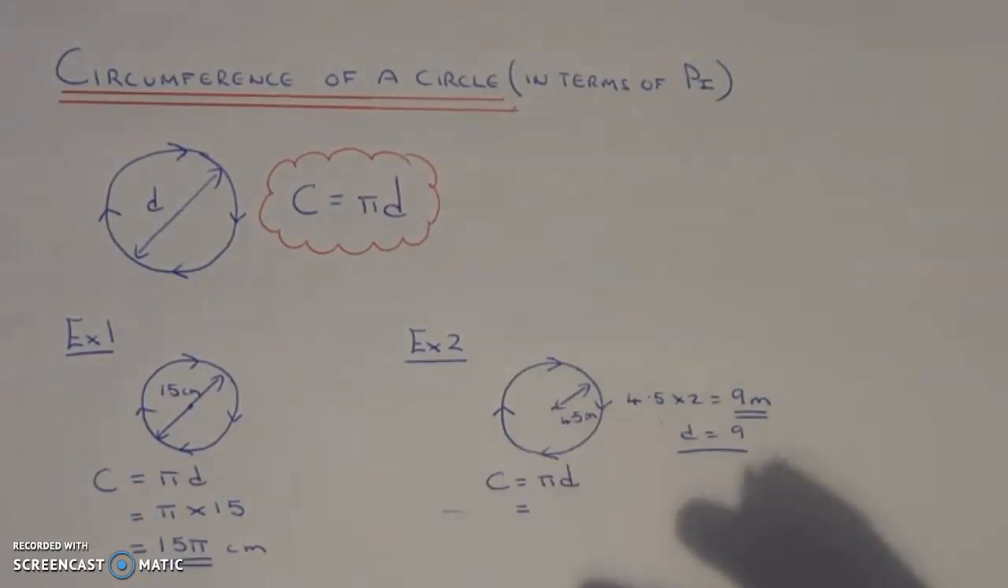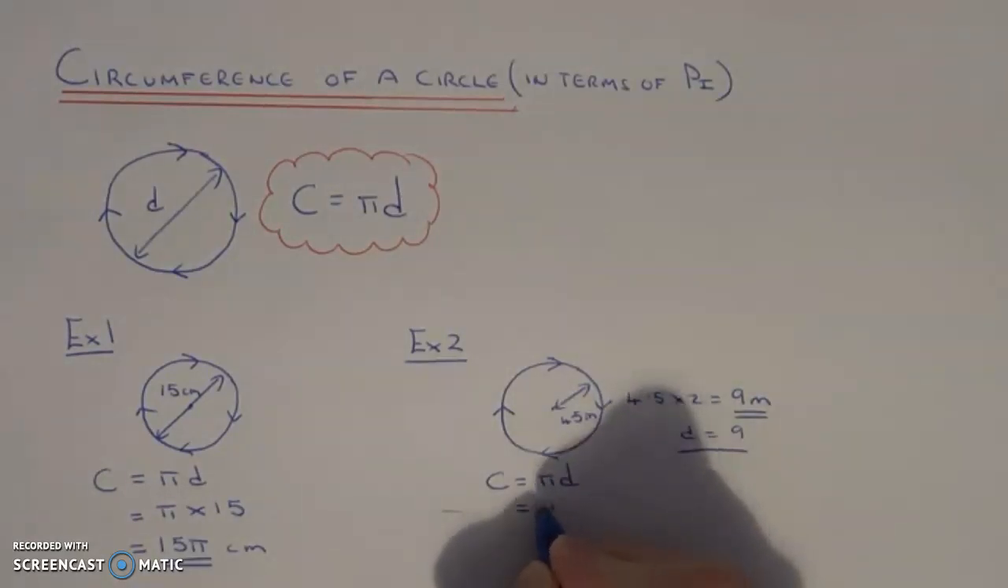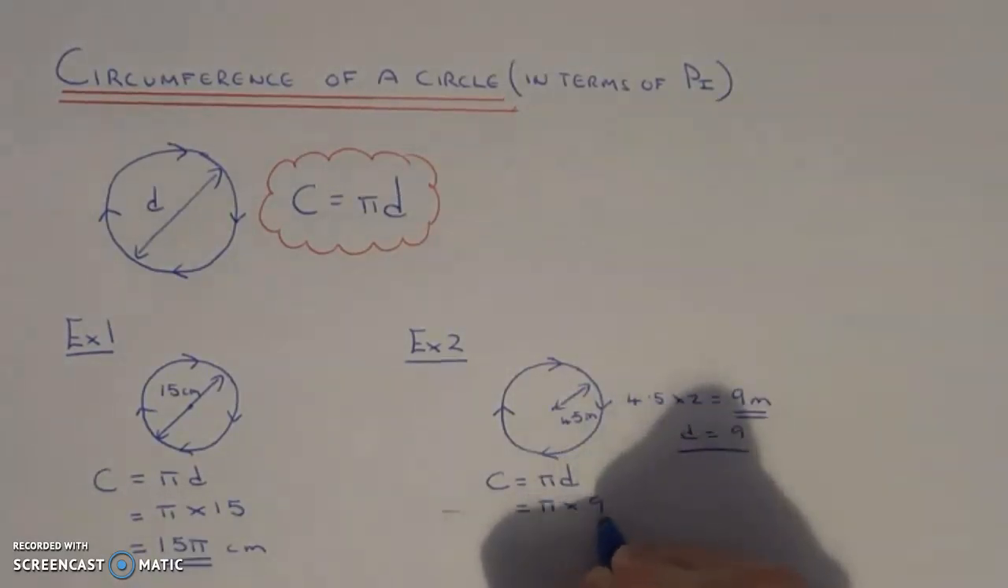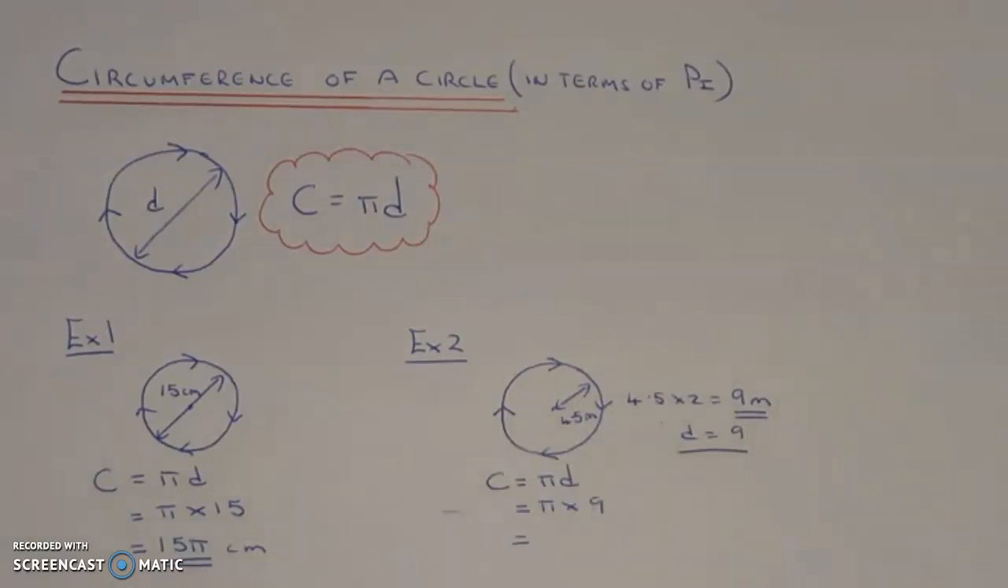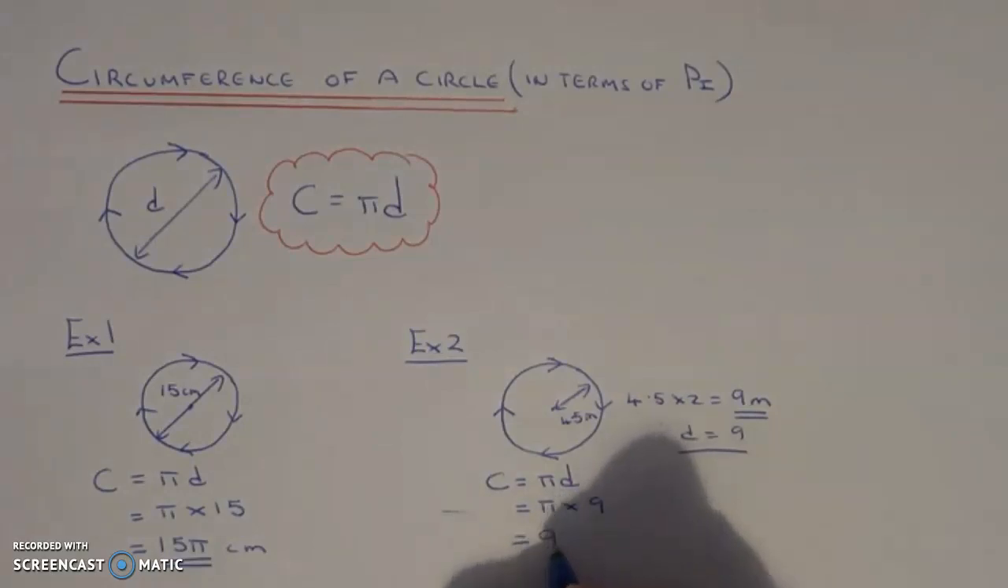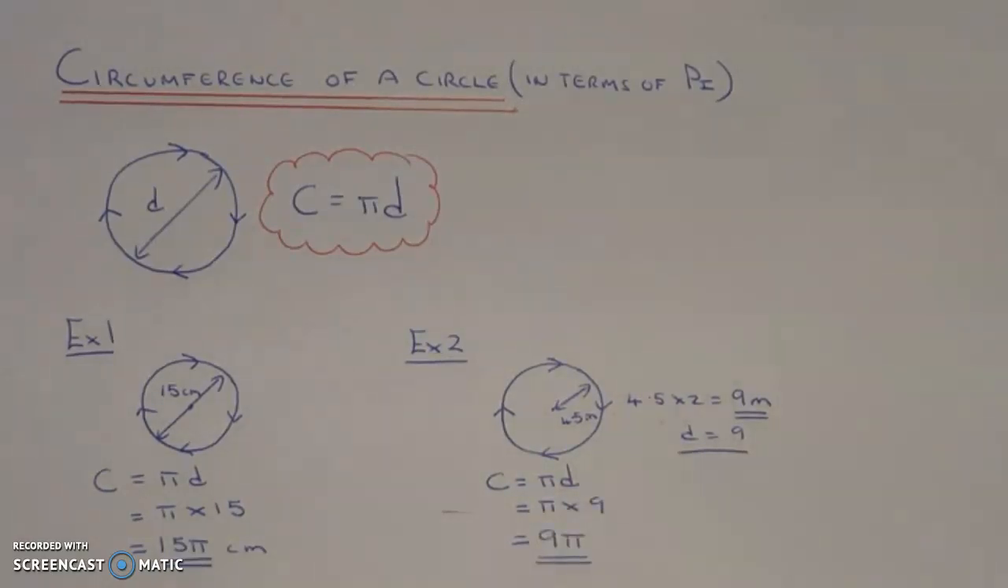So circumference equals pi times 9. And if I want to leave my answer in terms of pi, again, I'm not going to multiply by 3.14. I'm going to leave pi in my answer, and that's it.